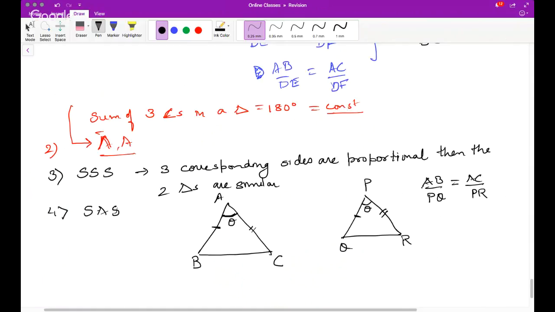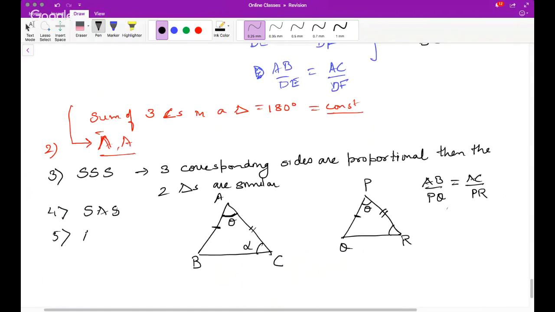You cannot say that AB by PQ is equal to AC by PR, and then take this angle. No, this angle you cannot take, because this angle is not included, so hence you cannot take that. So always be careful. You have to take the included angle only.